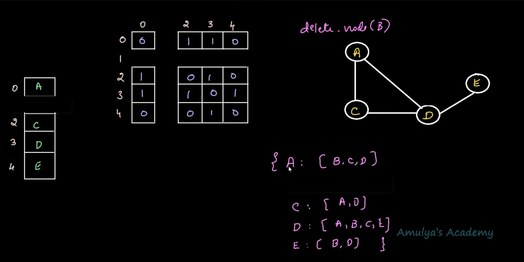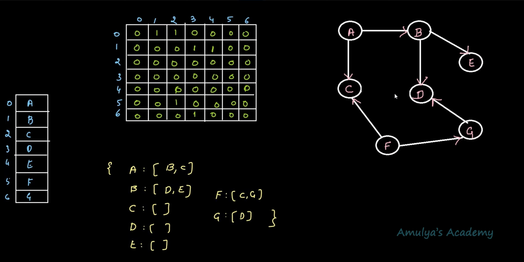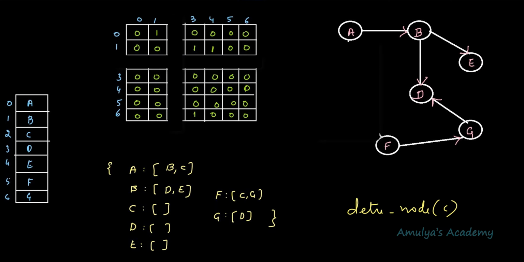Next, go through the value of each key and check whether node B is present in the list. If it is present, then delete that from the list. And in the directed graph also, if I want to delete C here, call delete node C. Here the index of C is 2, so delete row 2 and column 2 like this.